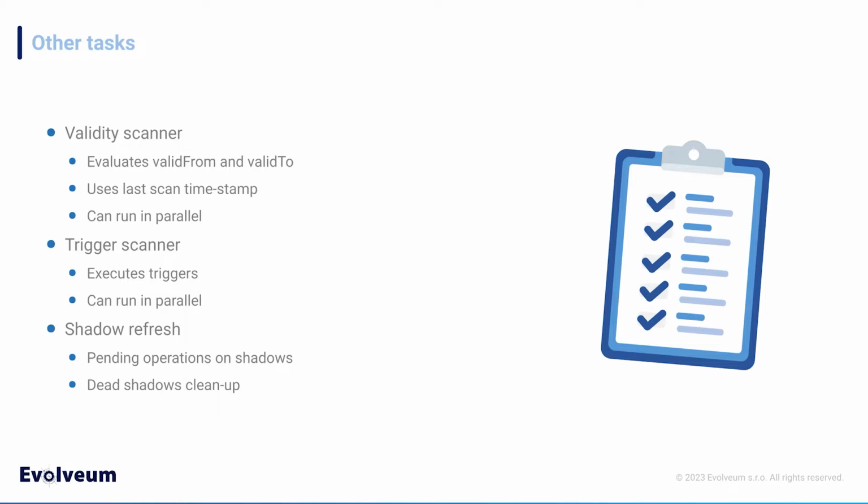The last task that I want to mention is the shadow refresh task. This is a very simple task, which is just responsible for executing pending operations on shadow objects or cleaning up dead shadows. Reconciliation does the same thing, but it is quite heavy because it also checks all the attributes, all the changes. Shadow refresh is a really lightweight task, and if you have a lot of pending operations or a lot of shadows that need to be cleaned up often, it might be easier to run shadow refresh quite often, and reconciliation, for example, once a day or once a week, depending on your use case.